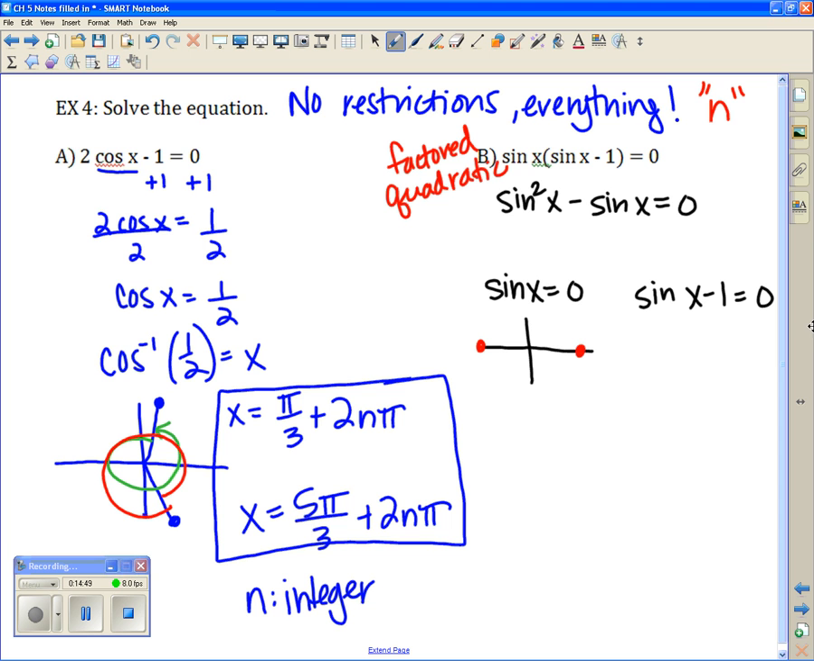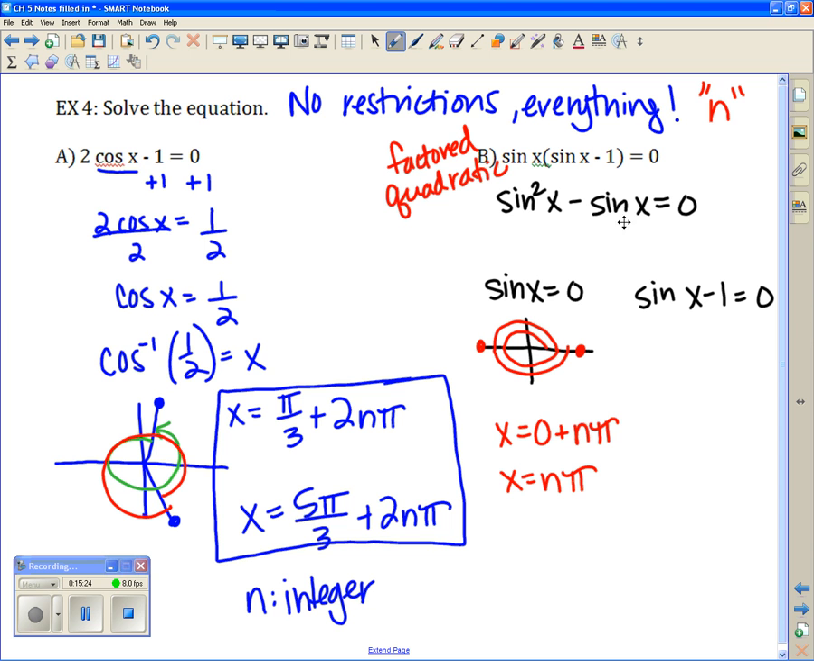Now let's watch how we make a rule. Our x can equal 0 plus, in order to get over to this angle right here, I only need to go pi. To get back, I'd go 2 pi, 3 pi, 4 pi. So I want my n's to be 0, 1, 2, 3, 4. So it'll just be x equals 0 plus n pi. And that would simplify to n pi.